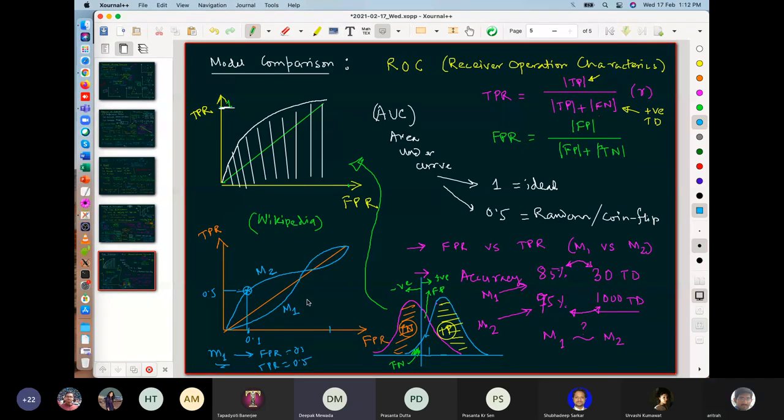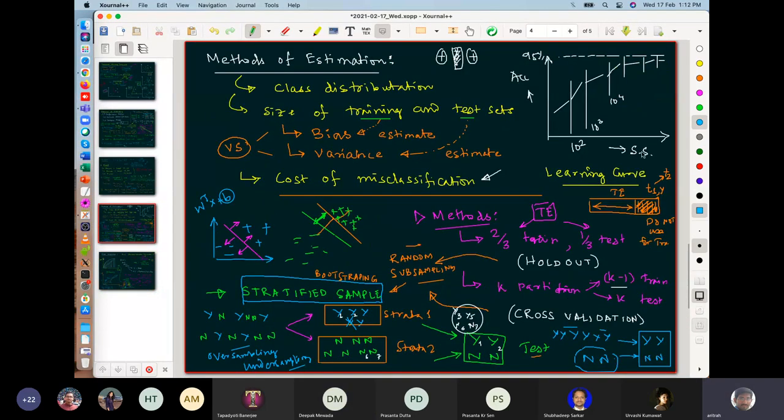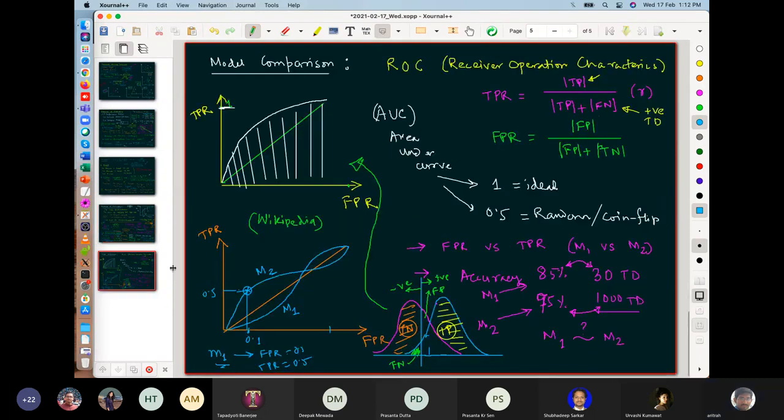Just see the learning curve, this one. How do you plot the accuracy with respect to your sample size, right? Here also we do the same thing. So on 0, we have the minimum number of test data. Yeah, maybe zero test data. I mean, we have not started the testing at 0.